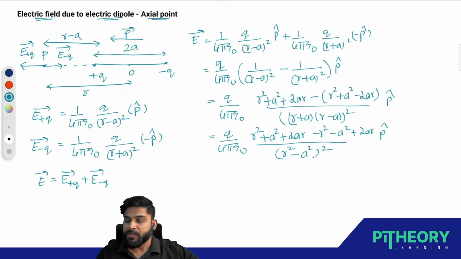Into P cap. So what will happen? R square cancels, A square cancels. 2AR plus 2AR is nothing but 4AR.